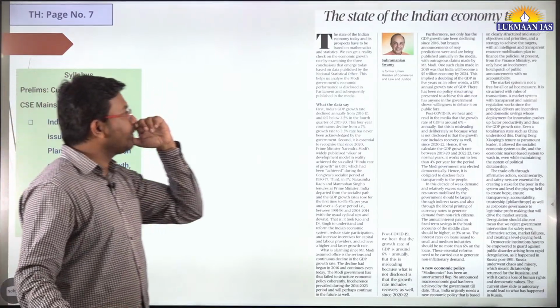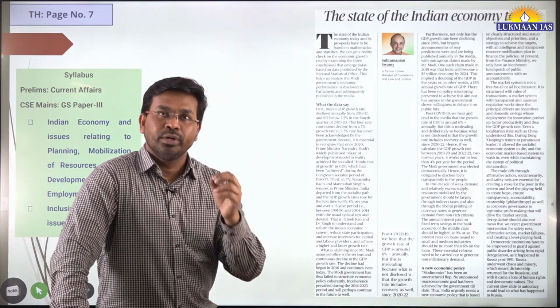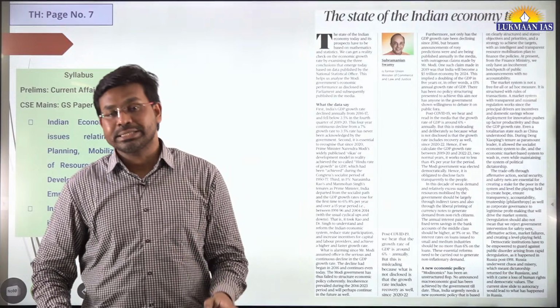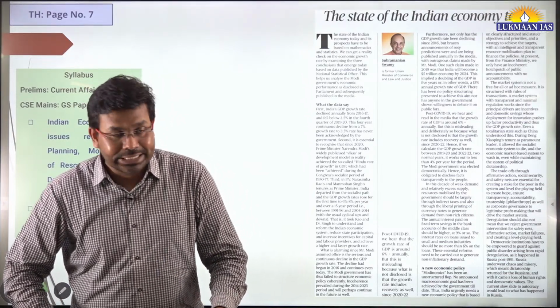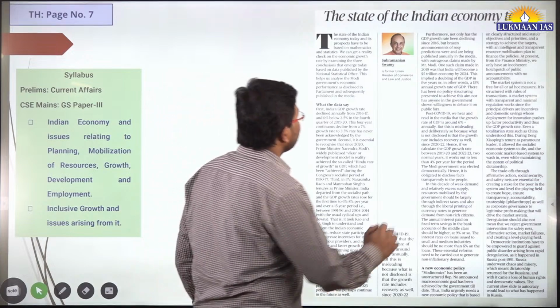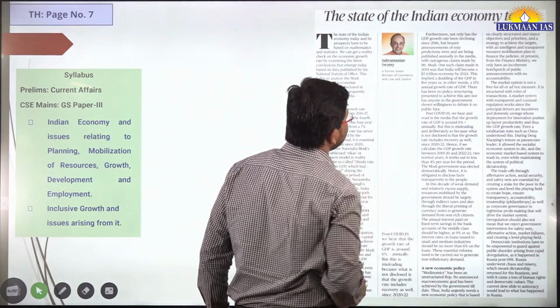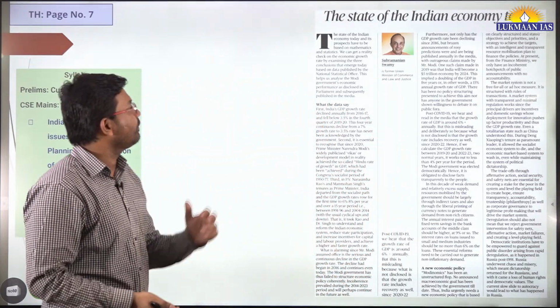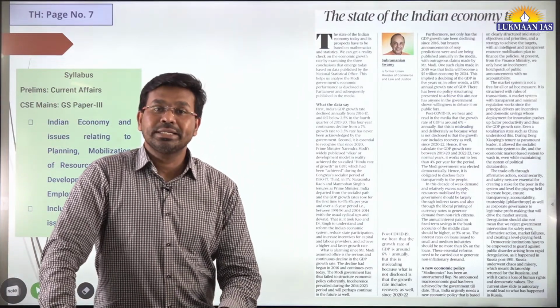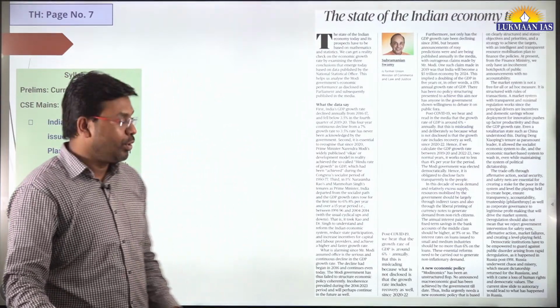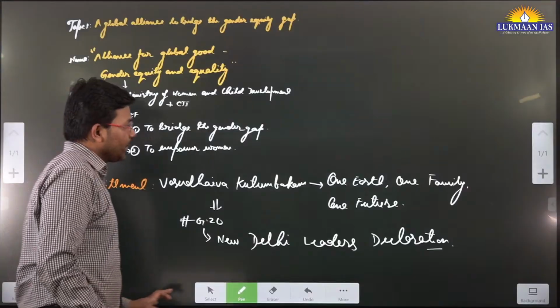It says the state of Indian economy today. In this article, we will talk about how the Indian economy has fared in the last 10 years. This has been written by Subramanian Swamy, a former Minister of Commerce and Law and Justice. We will understand from his point of view what he thinks about the Indian economy today.